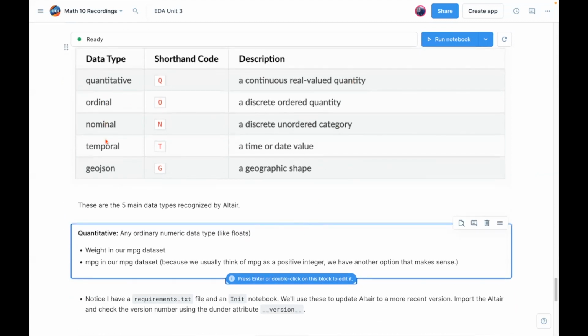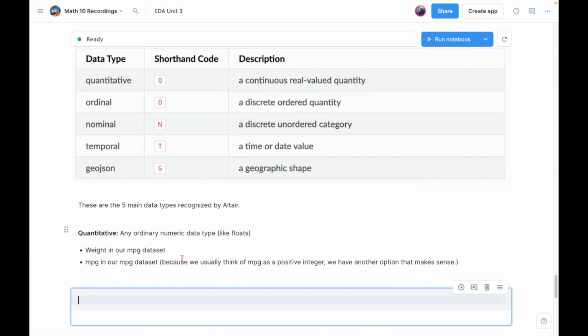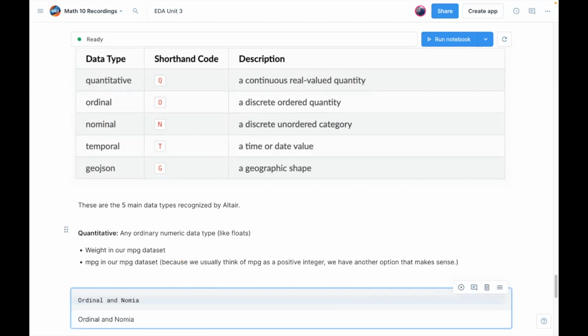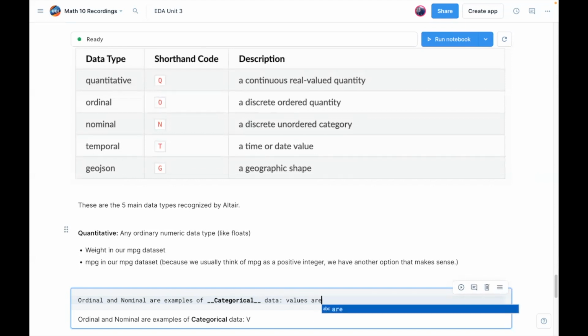Next up in the list, we have ordinal and nominal. Ordinal and nominal are examples of what we call categorical data. The point here is that values are represented by distinct categories or classes.